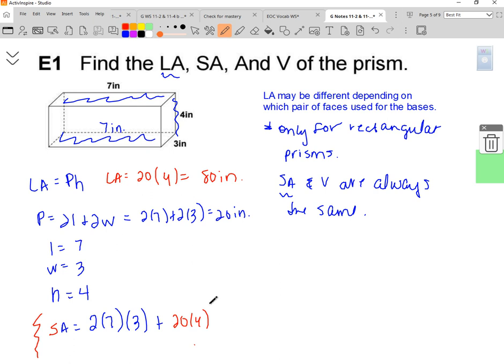Alright, so now we're going to do the math. So the surface area, 2 times the area of the base, that's going to be 42 plus 80, so the surface area is 122 square inches. Any questions?